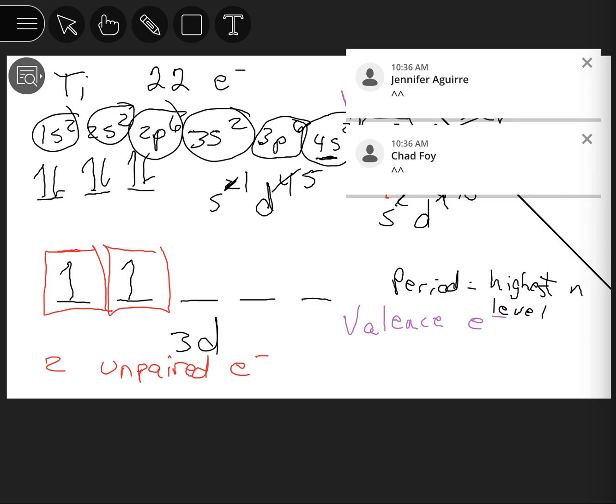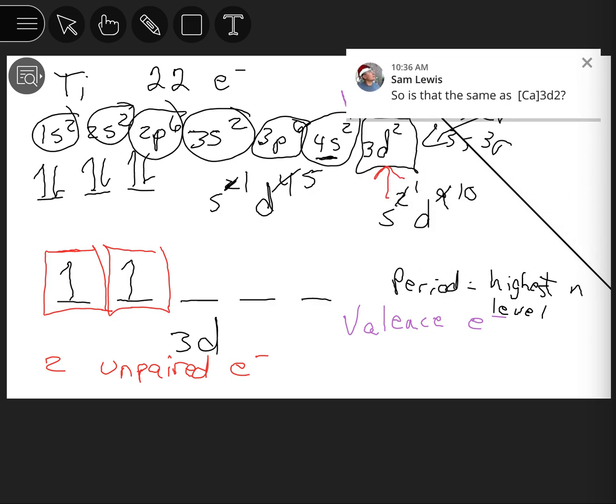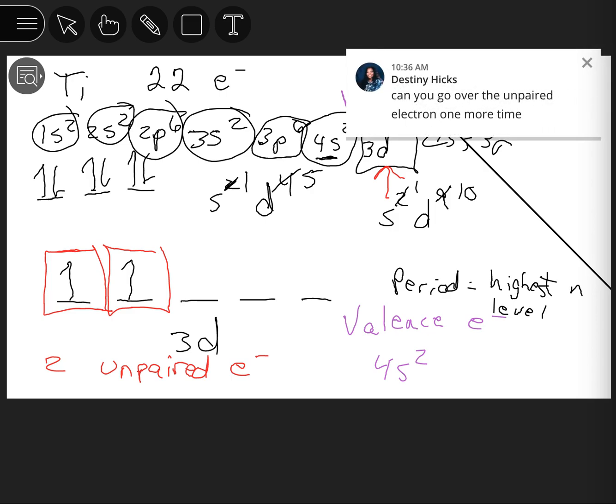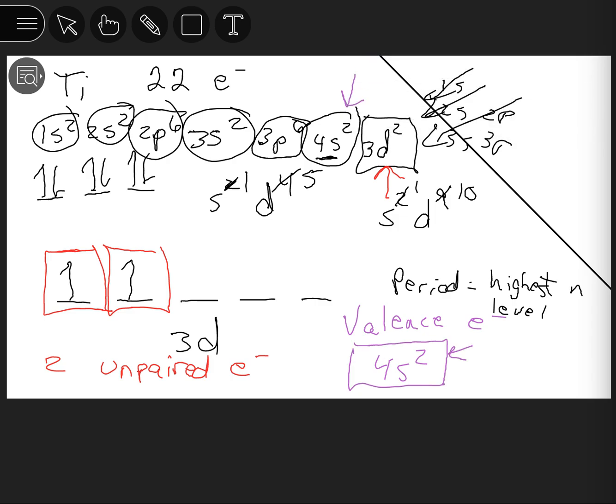Sure. Yep, we can do that. Yep, that is true. Well, let's see. Calcium would be 1, 2, 3, 4s2. And then in this case, calcium doesn't have any D's at all because it ends in column 2. And so it being in column 2, the highest N level that you're going to see is the 4. And so that's going to be your valence electrons.